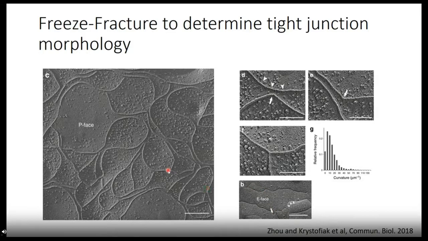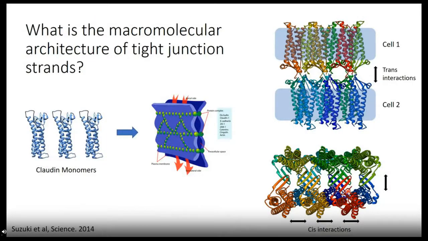I find the P face easier to analyze than the E face, but both are valid. So one of the major questions about tight junctions is sort of how they are built. In 2014, Suzuki et al. published in Science the first structure of a Claudin monomer. This was the Claudin 15 monomer. And this set off a whole series of studies in how this monomer is assembled into this strand-like structure.